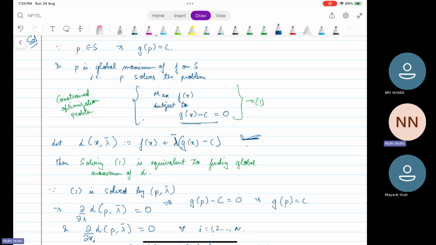That's how we prove it. So the main thing is that solving problem one is equivalent to finding the global maximum, and this similar method is used for the minimum also. So solving problem one is equivalent to finding the global maximum or minimum of the new function that has a new variable. So if we had only one variable, now we are in two variables. That's how we solve the constraint problems.